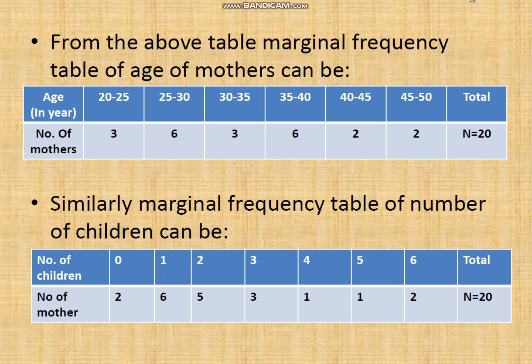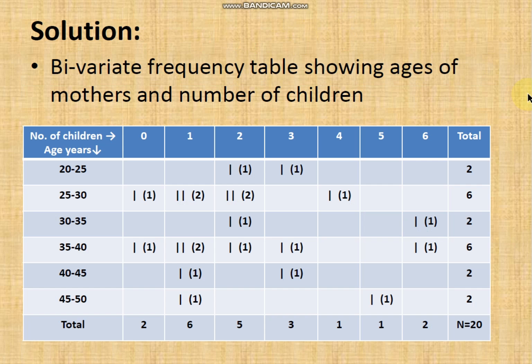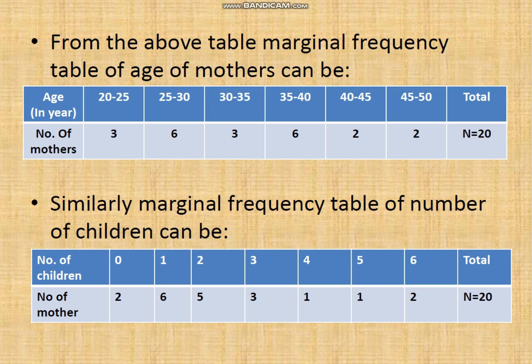So from the last example we can see that the class intervals written here are representing the ages of the mothers, and the totals written here are the frequencies corresponding to the respective class intervals. So when you are writing these class intervals and these frequencies together, then it becomes the marginal frequency table of ages of mothers.